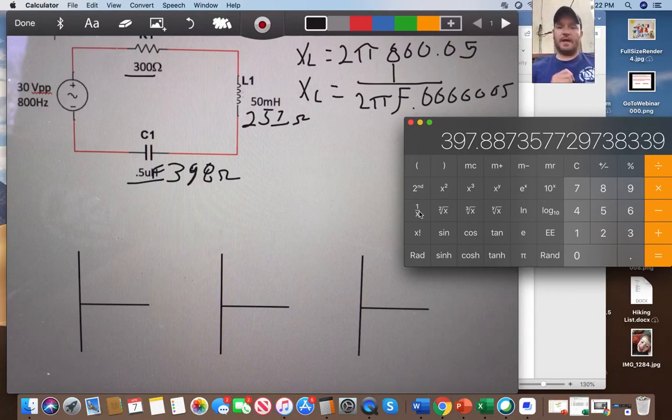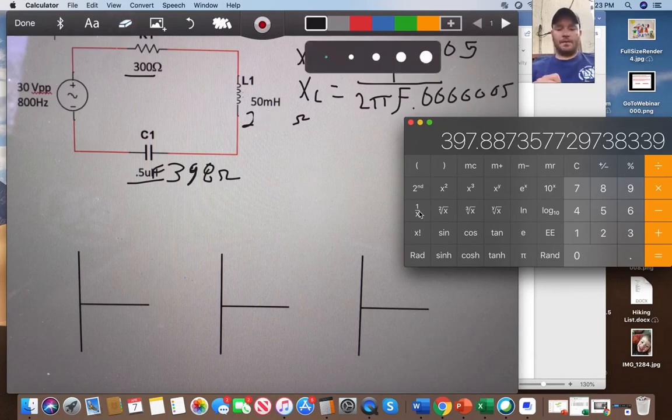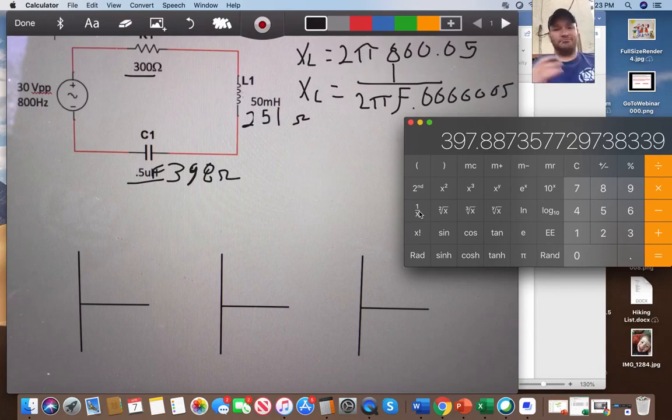Now let's stop right here and ask a question. Is this circuit more inductive or more capacitive? Well, the answer is clear. It's more capacitive: 251 compared to 400. That means my phase angle is going to be down on this vector here, because of that.